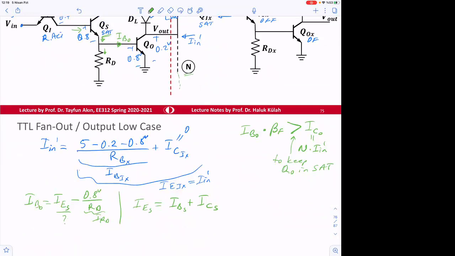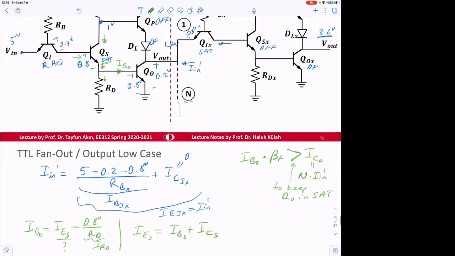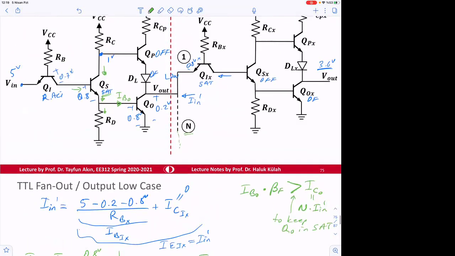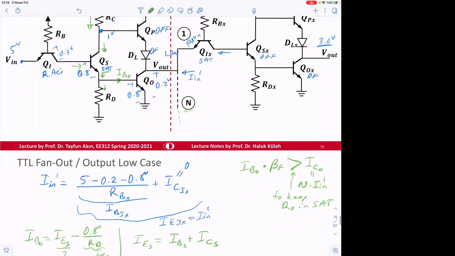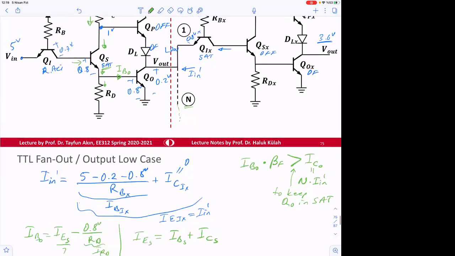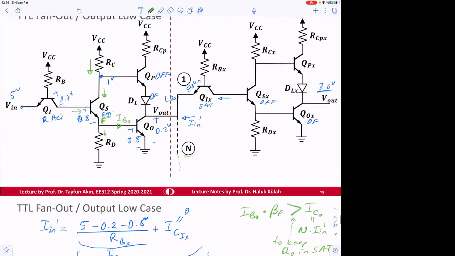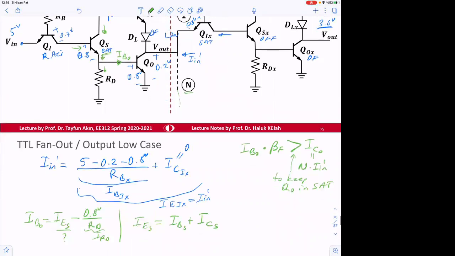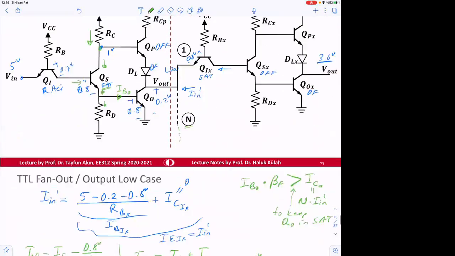So IBS is going to come from reverse active device. ICS will come from up. So ICS is I collector of S. I collector of S is very easy to find because this voltage, we know it's 1 volt, and we know this is 5 volts. Therefore, it's very easy. This one is equal to 5 minus 1 volt divided by RC.